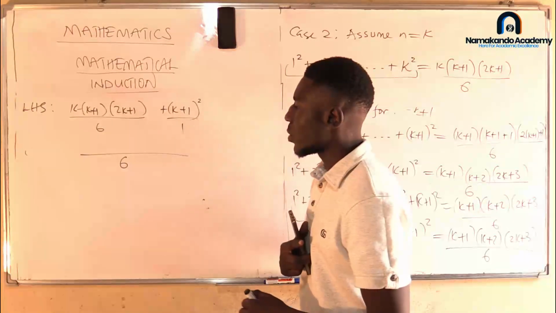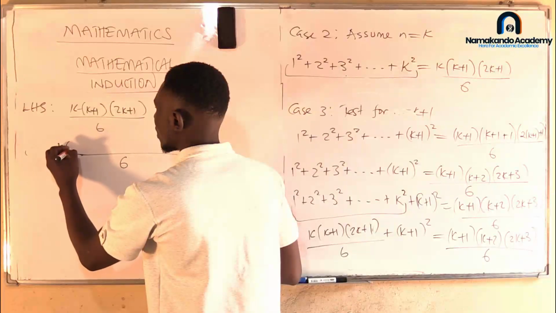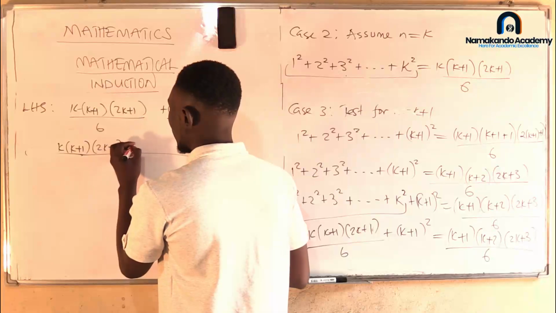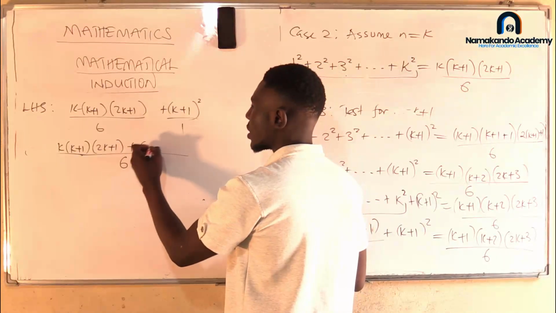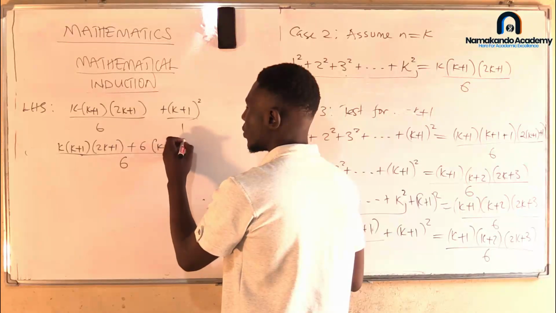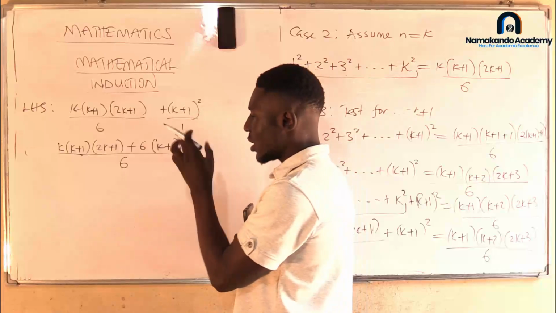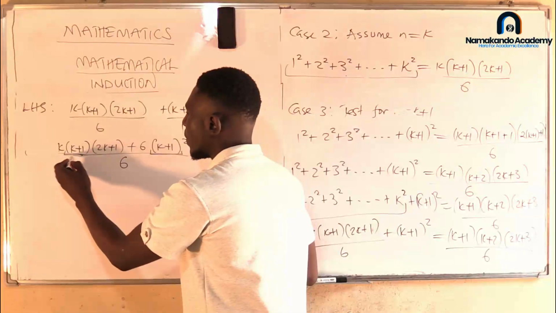6 into 6 gives us 1. 1 times the numerator will give us the numerator the way it is. Then plus 1 into 6 will give us 6. And 6 will come and multiply with the numerator. So we get 6 times (k plus 1), then you square.